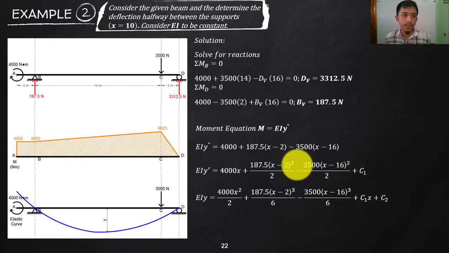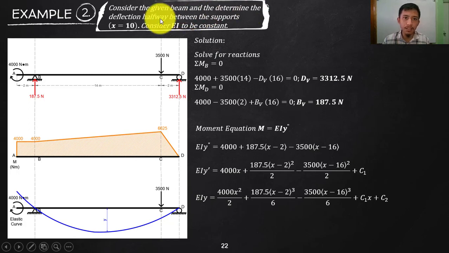Okay, so let's have one more example. Okay, so this is your number 2. So consider the beam and determine the deflection halfway between the supports. So if we say halfway, that is at the distance, okay, 14 plus 2 is 16, divided by 2 will be 8, plus of course 2, since we are getting the distance x from A. So at x equals 10.